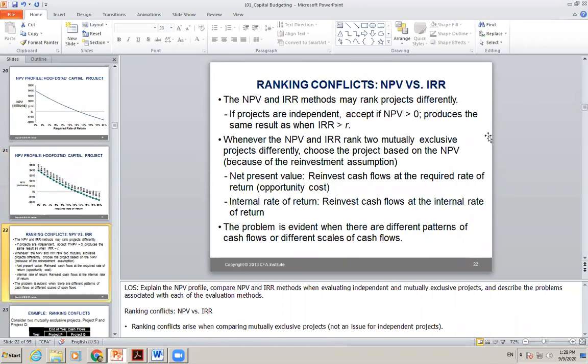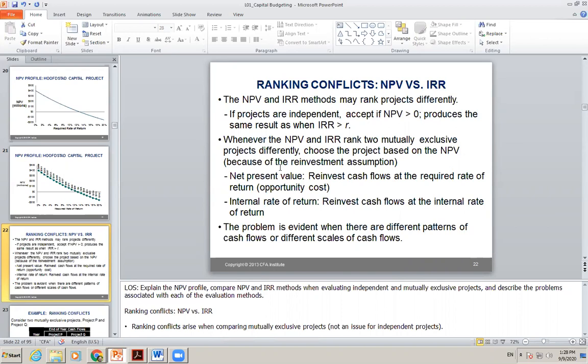So NPV and IRR methods may rank projects differently, as we saw in our example. If the projects are independent, accept if the NPV is more than 0. That produces the same result as when the IRR is more than R. This is what we believe, but in real cases, when you calculate, it doesn't come true. So you have to work out on that. Whenever the NPV and IRR rank mutually exclusive projects differently, choose the project based on the NPV, the net present value, which reinvests the cash flow at the required rate of return, the opportunity cost, while the IRR reinvests the cash flow at the IRR rate.